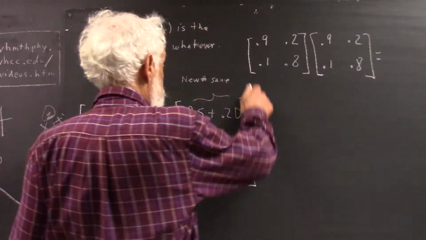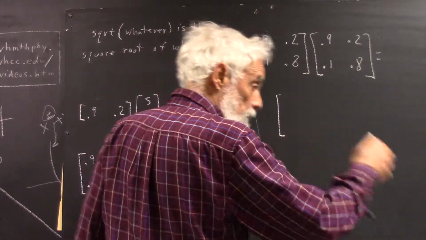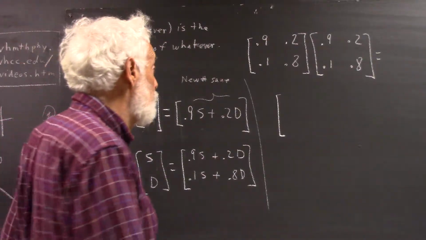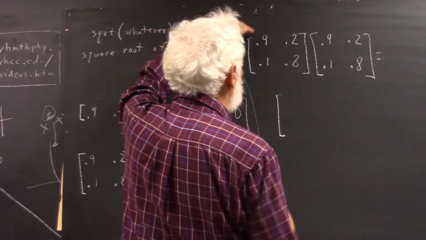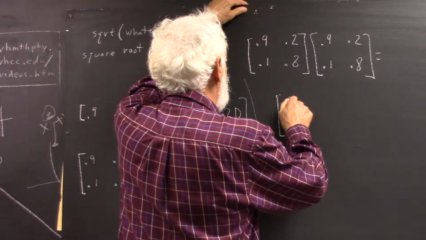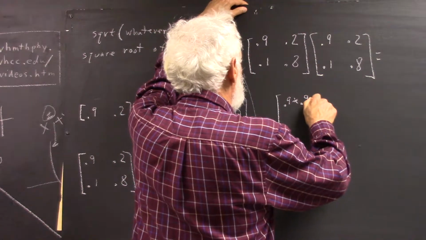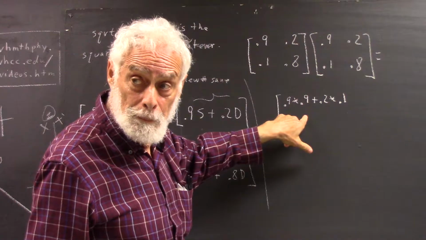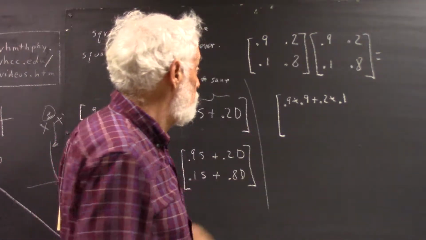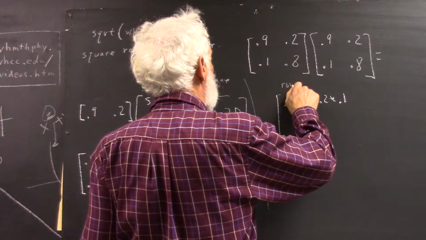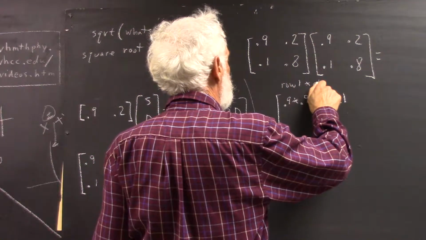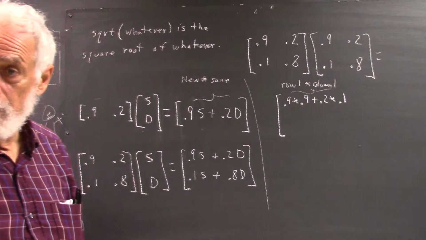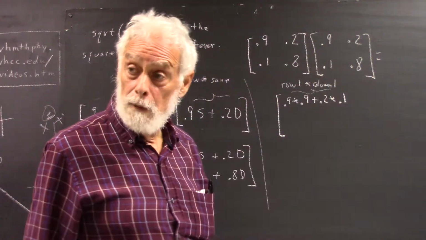Well, that's relatively straightforward to write out. You know, the interpretation and the things you can do with this, you wouldn't believe where this goes. Extremely powerful. But anyhow, first row times first column is going to give us 0.9 times 0.9 plus 0.2 times 0.1. That's row 1 times column 1. Okay? Now we're going to do row 1 times column 2.